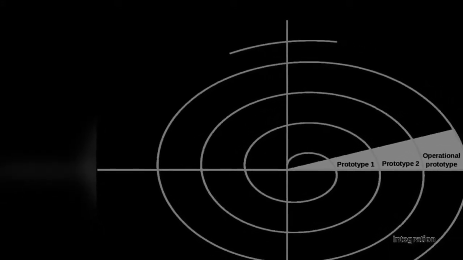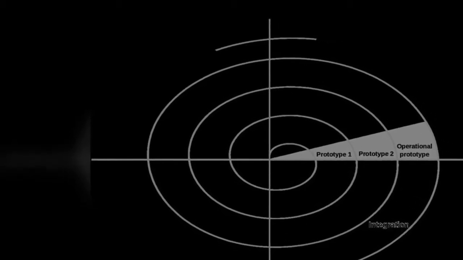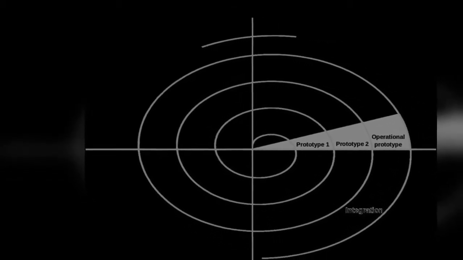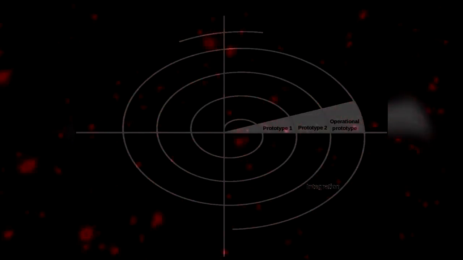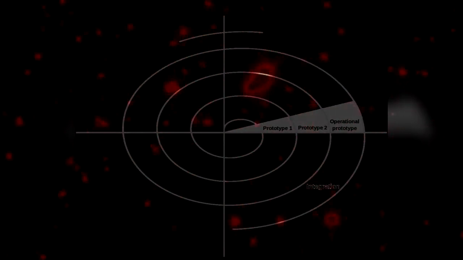Today I tell you simple things about the spiral model. The spiral model combines the idea of iterative development with the systematic, controlled aspects of the waterfall model. This spiral model is a combination of iterative development process model and sequential linear development model, i.e. the waterfall model, with a very high emphasis on risk analysis.